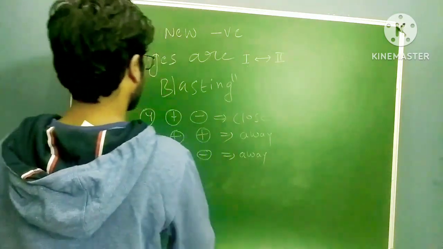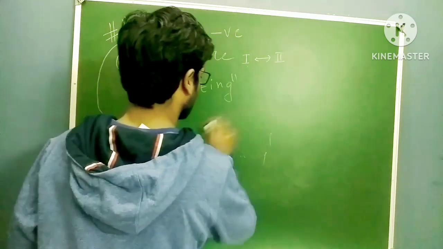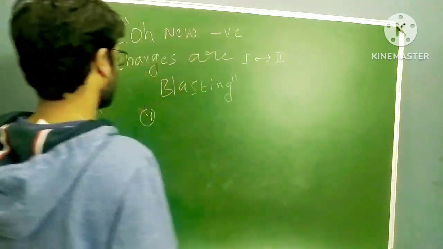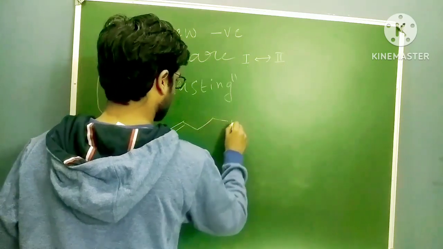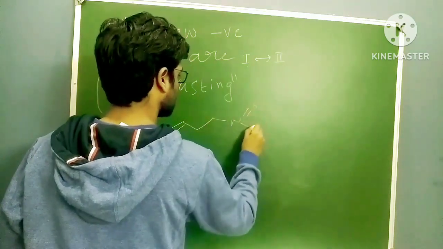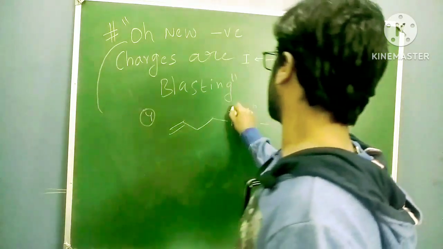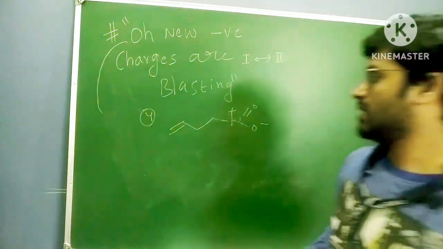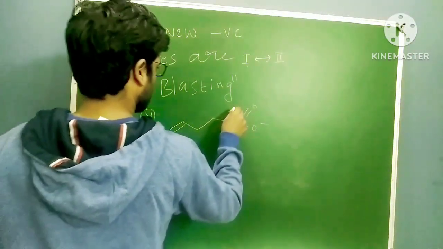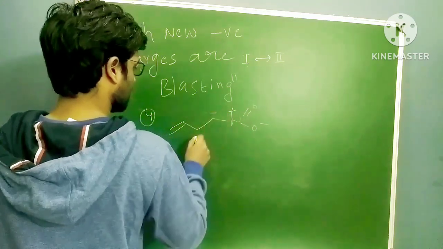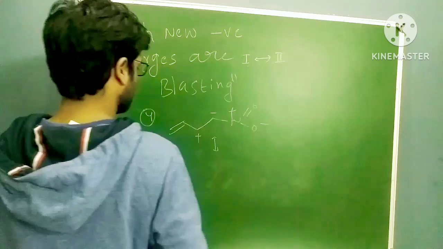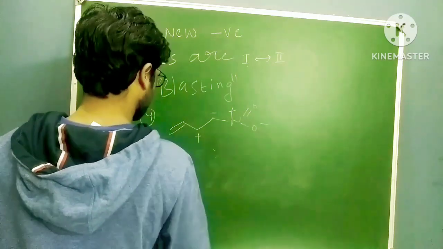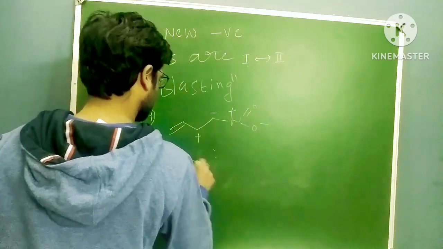Now what I have to do? I am taking one example here. The example is: N double bond O, single bond O minus, here positive charge. Suppose here positive, here minus, here positive. This is the first structure. So what is the next structure? If you take the next structure, these two are resonating structures.